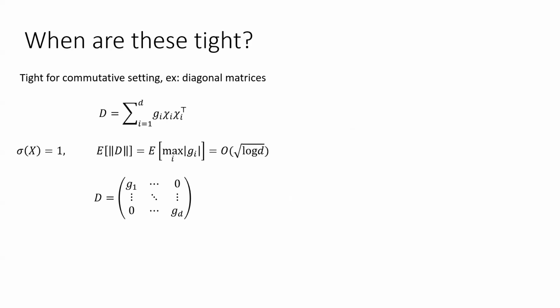Consider a diagonal Gaussian matrix, where the diagonal entries are independent Gaussians. Here the maximum eigenvalue is just the maximum of these Gaussians, and we know that the expectation of this is on the order of root log d. On the other hand, we can verify that sigma of this matrix is 1. So the classical Khinchin inequality is tight. We cannot avoid losing this log.